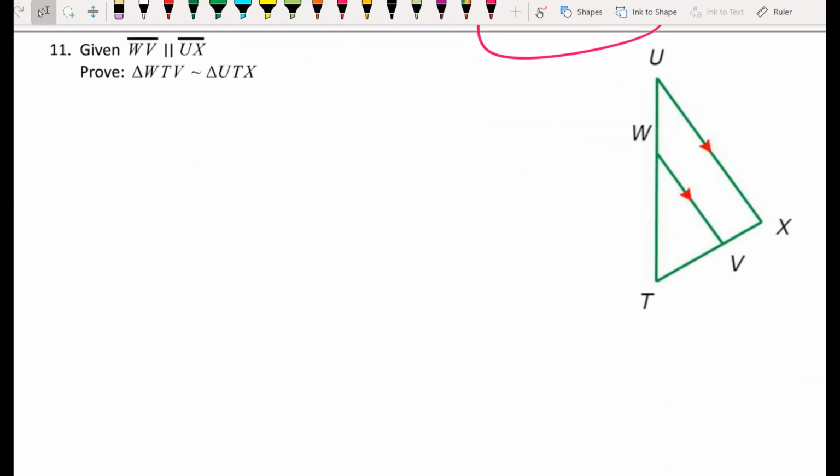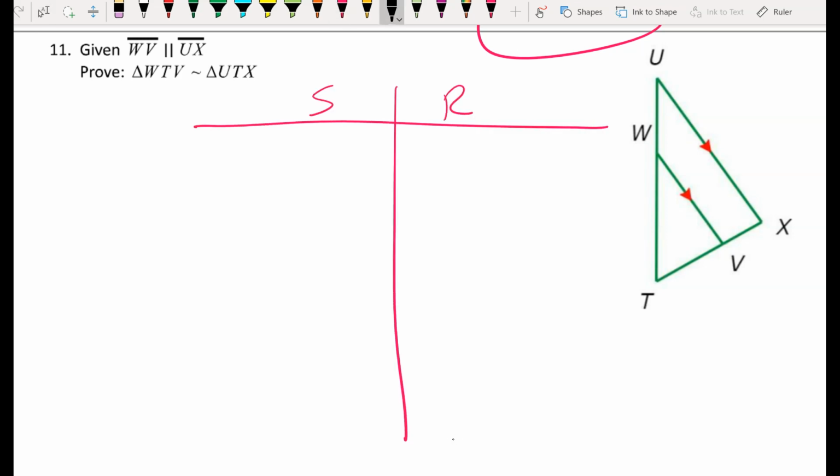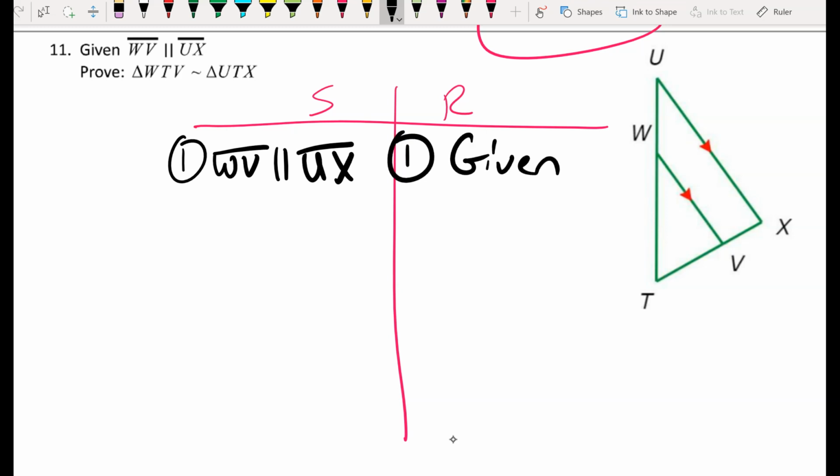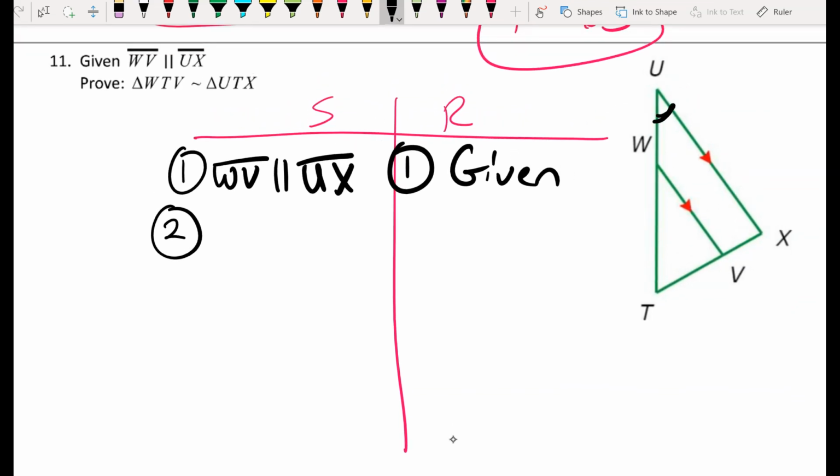Number 11. Given WV is parallel to UX, prove triangle WTV is similar to triangle UTX. All right, I'm going to start my statement reason proof. My first statement is just going to be restating my givens, and I want to think about why they gave me those givens. If I'm talking about parallel lines, I'm either looking for congruent corresponding angles or congruent alternate interior angles. So I don't see any Z's here, but I notice if I translate that angle up, it would land right on top of that angle right there. So I've got one pair of corresponding angles there.